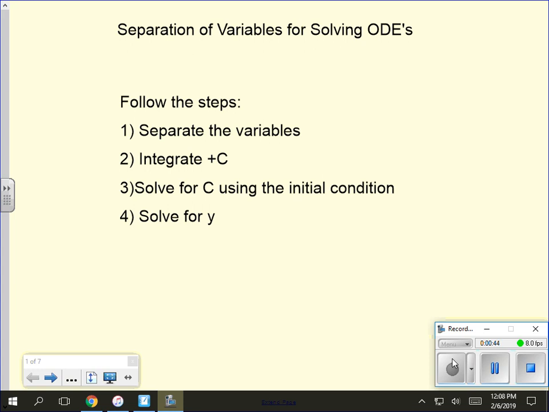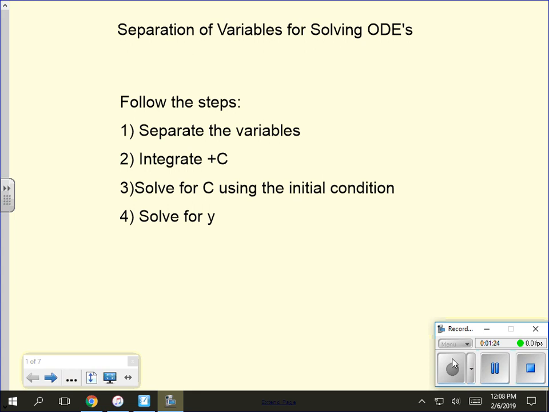It's not a difficult process from the standpoint of it's step by step. Step number 1, separate the variables. Y's and dy's on one side, x's and dx's on the other side. And you want to have the y side as simple as possible. So if you have like 2xy, you leave the 2x alone. You don't take the 2 and move it with the y. You just move the y only, as much as possible.